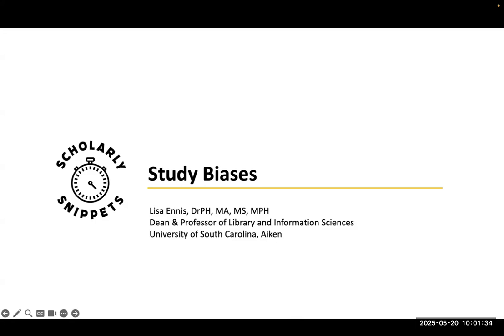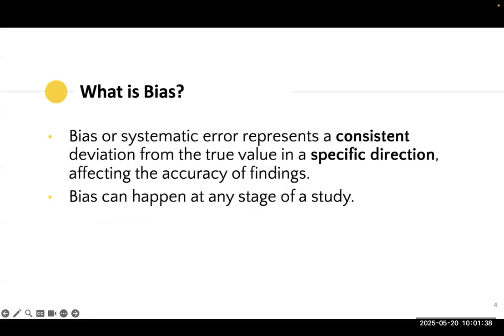But anyway, so we're going to talk about study biases. First, what is a bias? So a bias is a systematic error that is consistent from the true value and usually goes in a specific direction. So it's an error that is consistent in a specific direction, and it affects the accuracy of the findings. And it can happen at any stage of the study, right?